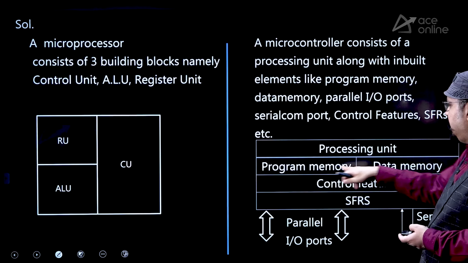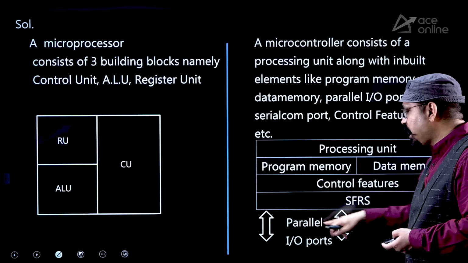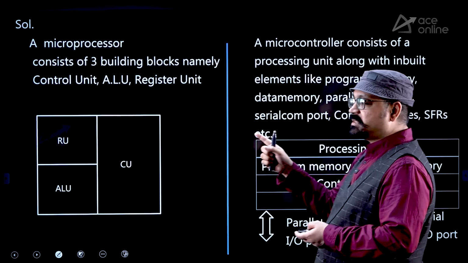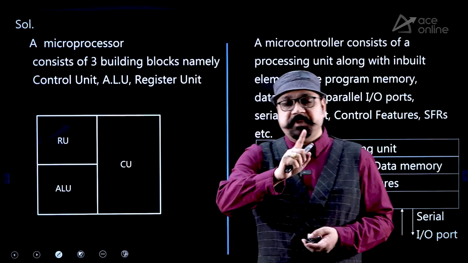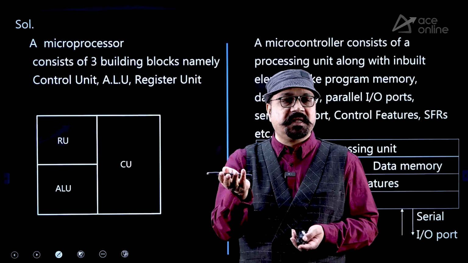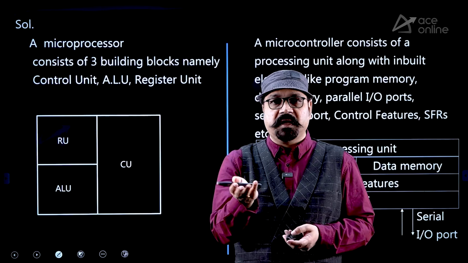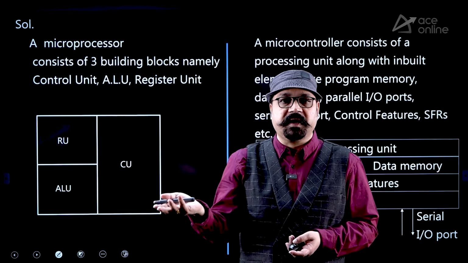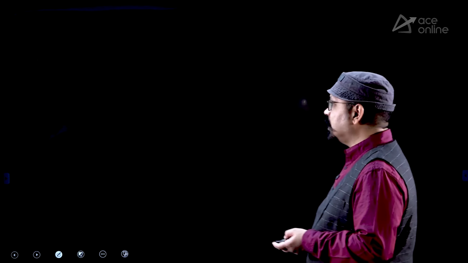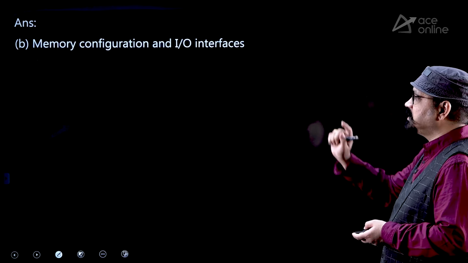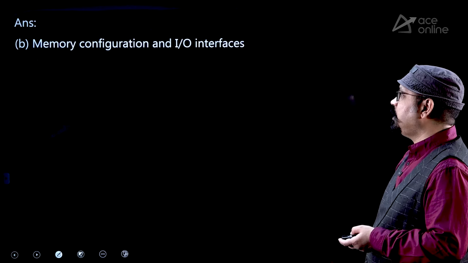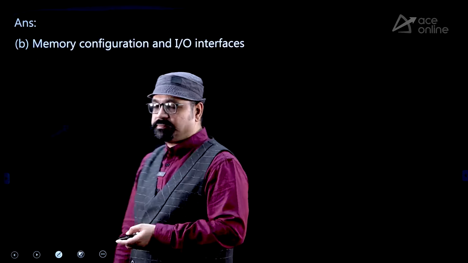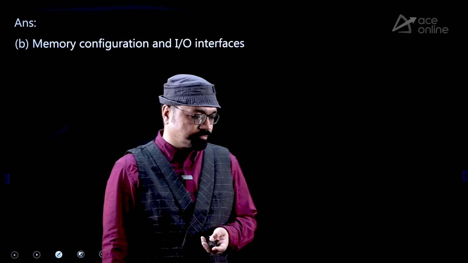They are differing mainly in terms of memory and I/O. And in another option, I think data bus is given, clock speed is given. Clock speed they are also differing. But data bus, 8085 is an 8-bit processor, 8051 is an 8-bit microcontroller. Both are said to be having 8 data lines. Clock speed they differ, but the main answer is B, memory configuration and I/O interfaces. They said I/O interfaces, that is I/O ports.